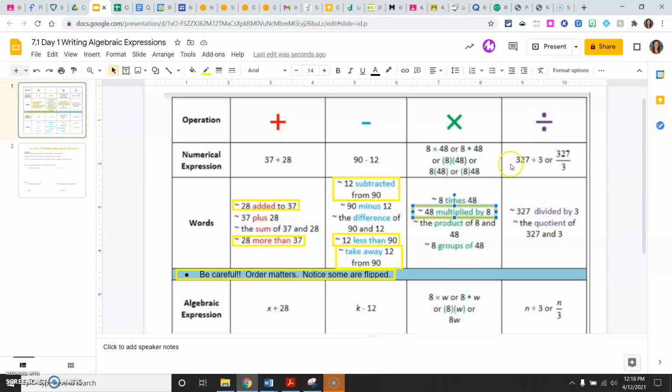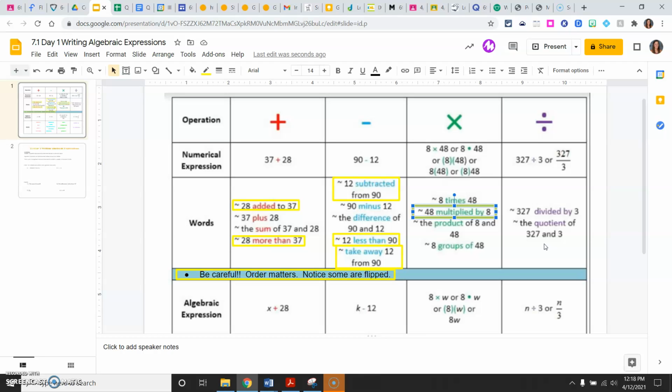Last one, division. Now here it shows division being written two different ways. One using the division symbol. The other is a fraction. Fraction bar really means divide, so either one of these means division when you see it. All right, two ways we can write division. 327 divided by 3, the quotient of 327 and 3.